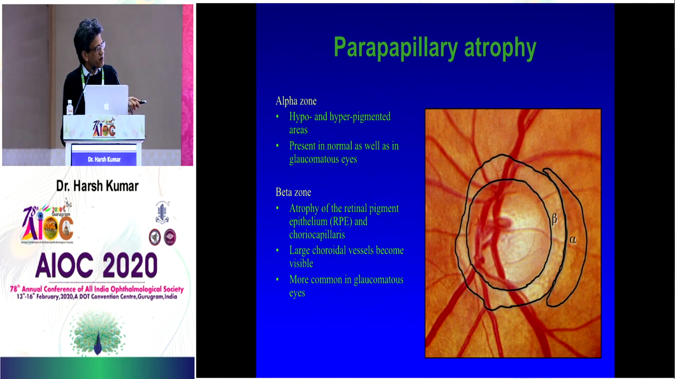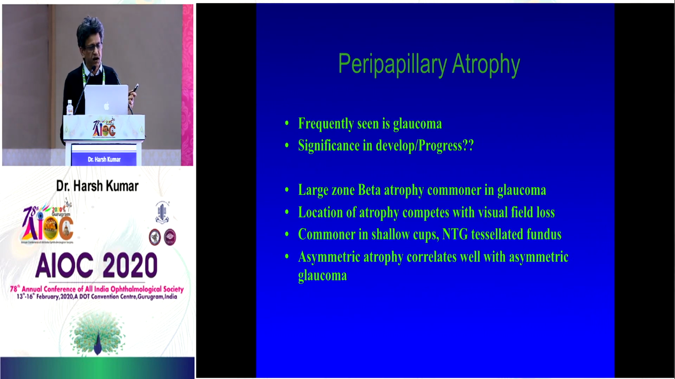Parapapillary atrophy, alpha is not important. The beta zone, you can read up, is basically an area of atrophy of the RPE and choriocapillaris resulting in large choroidal vessels being seen. If this beta zone is larger, that means somewhere over here you may later have a field defect corresponding to that.